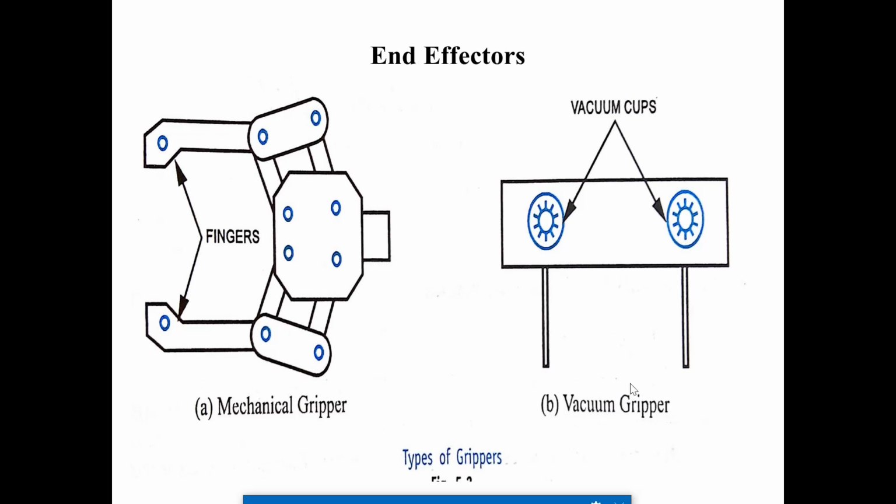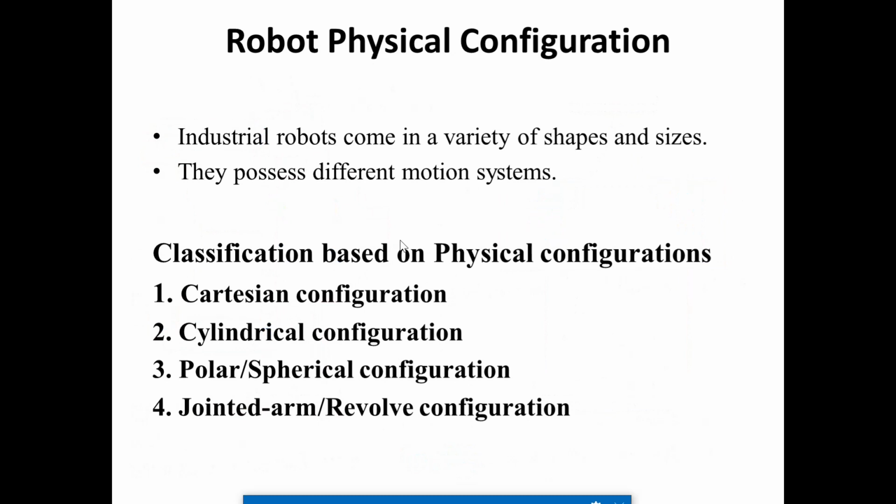The next one is the vacuum gripper. Vacuum grippers are nothing but cups which create a vacuum. Whenever you attach these cups to the outer body of the parts, they create a vacuum and hold it. And whenever you want to release it, we push the air and it releases the parts. So these are the 2 types of grippers we are going to use as end effectors.